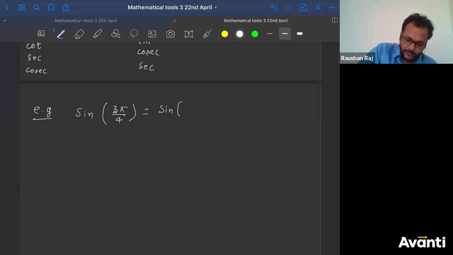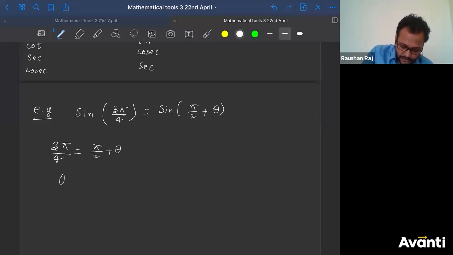sine of pi by 2 plus, क्या लिखेंगे? Sine of pi by 2 plus some angle theta. मेरे को नहीं मालूम what is that theta. So let me find it for you. So I have written 3 pi by 4 as pi by 2 plus theta, correct? So theta will be equal to 3 pi by 4 minus pi by 2. So LCM will be 4. So 3 pi minus 2 pi, so the answer will be pi by 4.